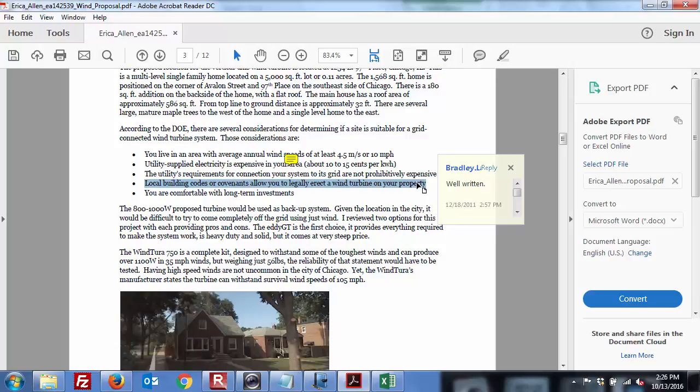So what Eric is proposing, an 800 to 1,000 watt turbine, uses a backup system. She's in the city, so it's very difficult to be off grid using just wind. That's true.